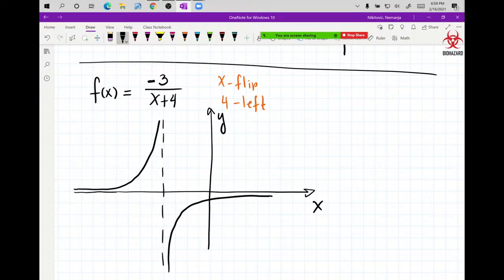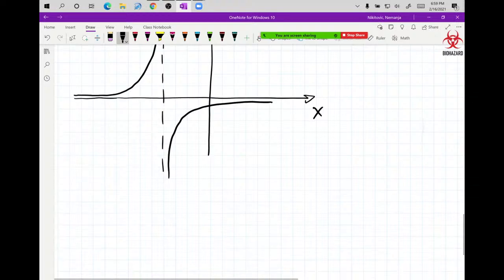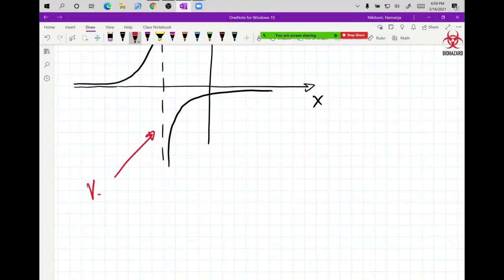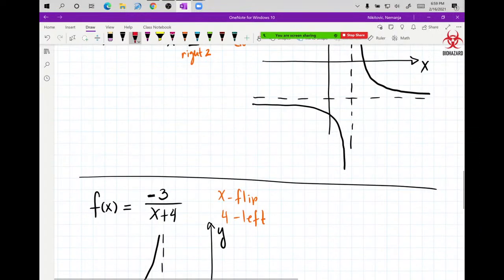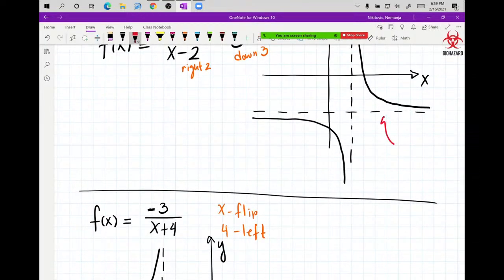So I have been avoiding the true word that we have to learn today. I use the word guideline, but it's not called guideline. It's called an asymptote. We have a vertical asymptote, and then the horizontal guideline, which I had before, called horizontal asymptote. So those are mathematical terms that you need to learn now.